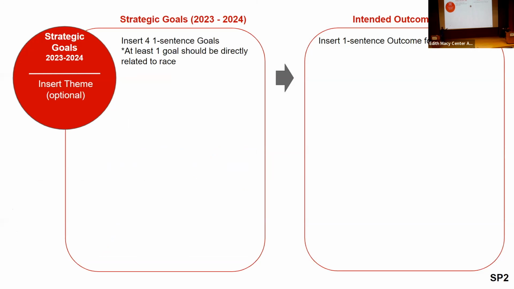4 is our target. If you don't get 4, it's not the end of the world, but of your goals, at least 1 should be race-related. We recognize that when we get into equity conversations in spaces that are predominantly white, we tend to revert to gender equity or ableism, or we tend to avoid discussions about race. So we're trying to be deliberate: make sure one of your goals relates to race.